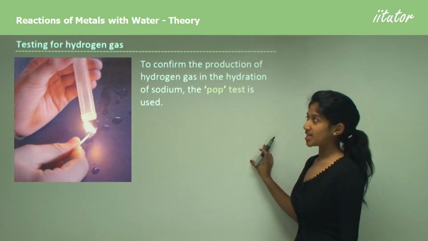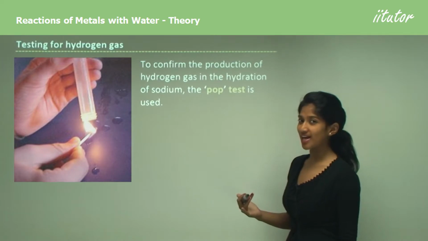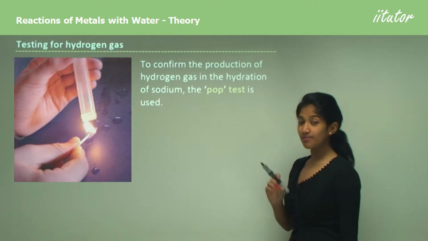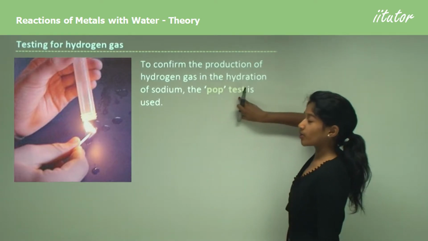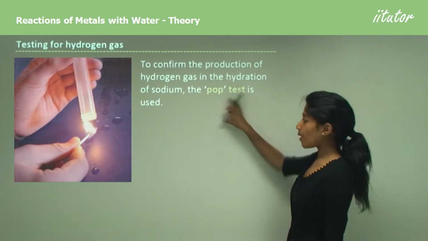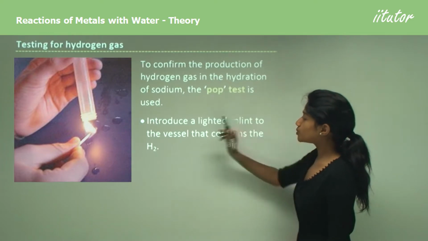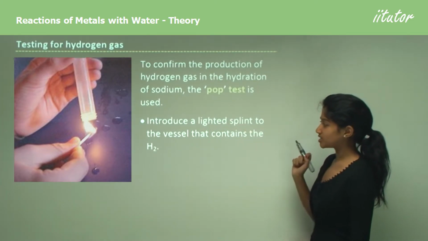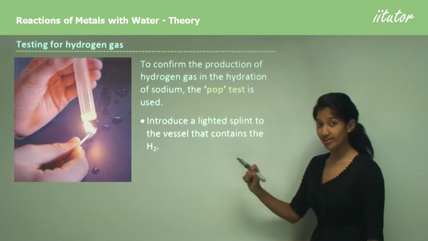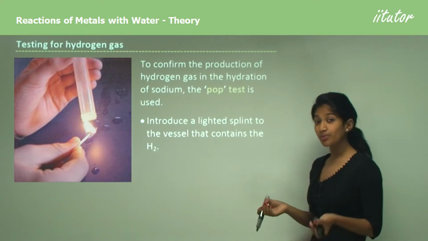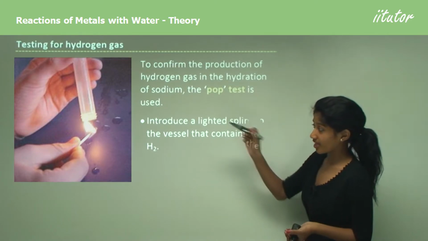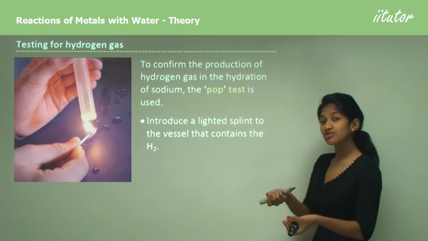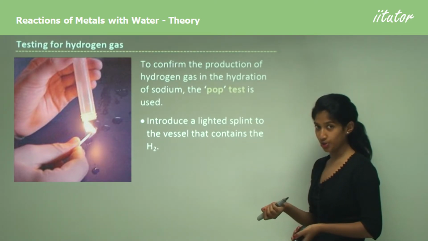Now let's see how you would test the hydrogen gas that is produced when a metal reacts with cold water. To test it, we use what we call the pop test. With the pop test, firstly, you would introduce a lighted splint to the vessel that contains your hydrogen gas. So for example, you might collect your hydrogen gas in a test tube, like over there, and then you would introduce a lighted splint to your test tube.